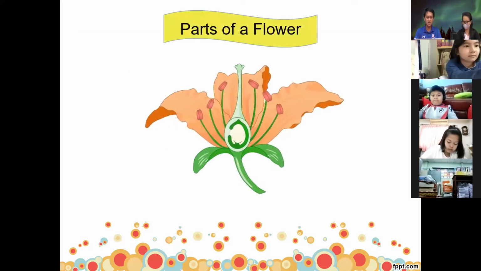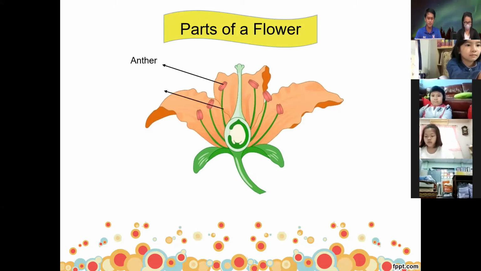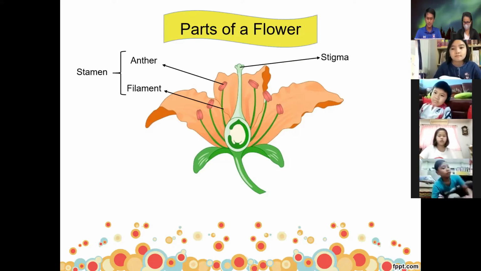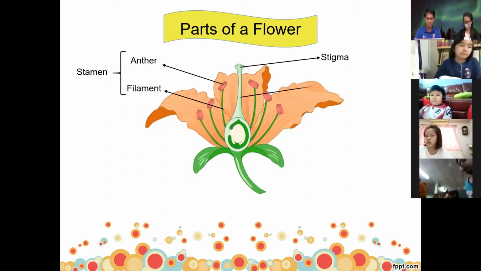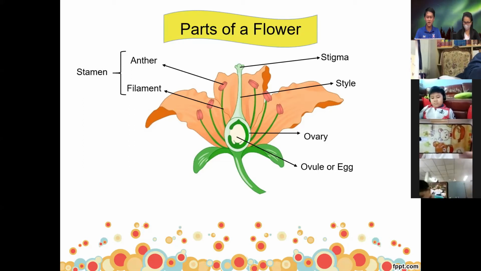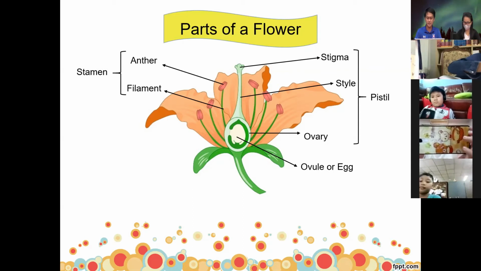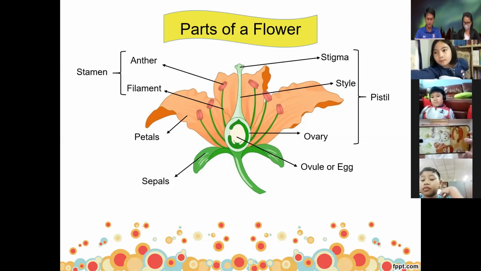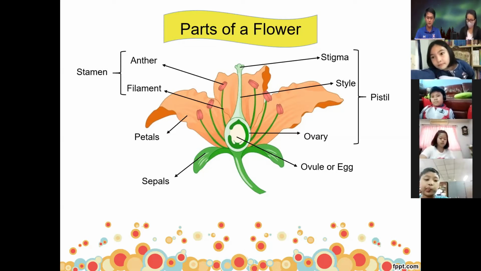Okay, let's continue. So here are the parts of a flower. The first one is the anther. This part is called filament. So these two are called the stamen. Next, stigma. Style. Ovary. Ovule or egg. Together they are called the pistil. Next part is the petals and sepals. Later on, we are going to study these parts of a flower and its function.